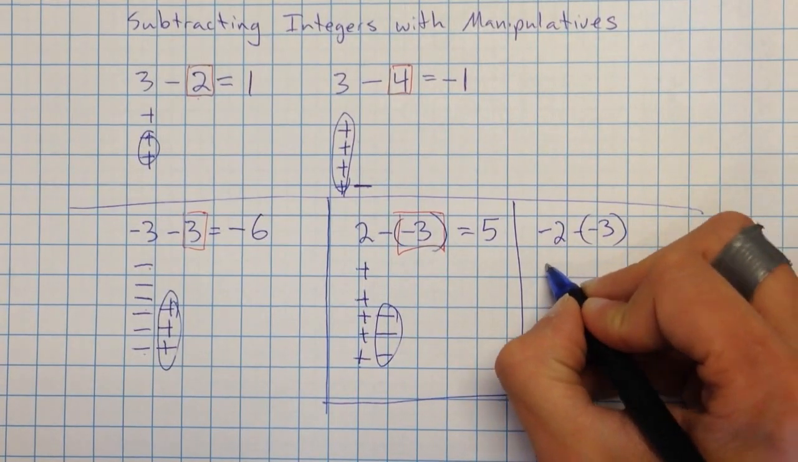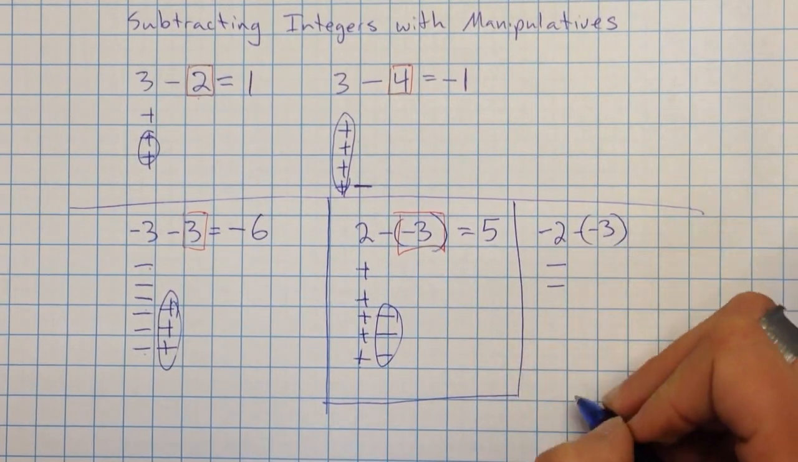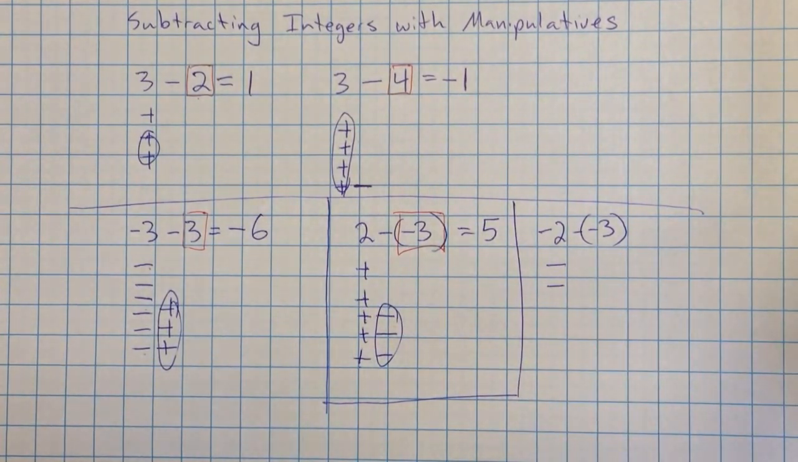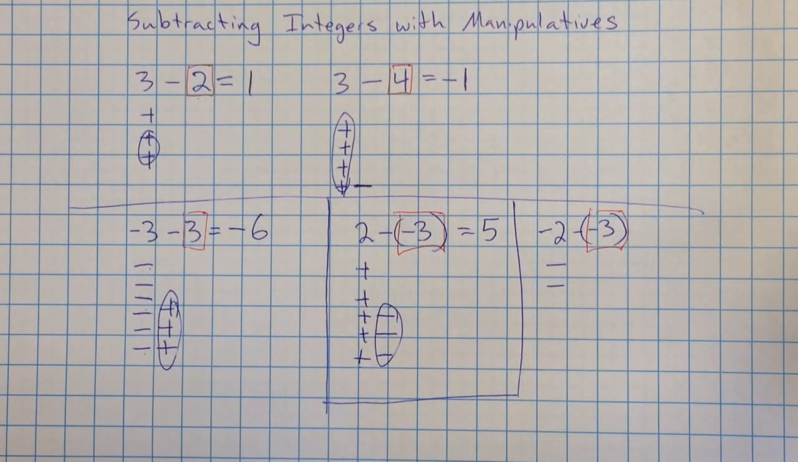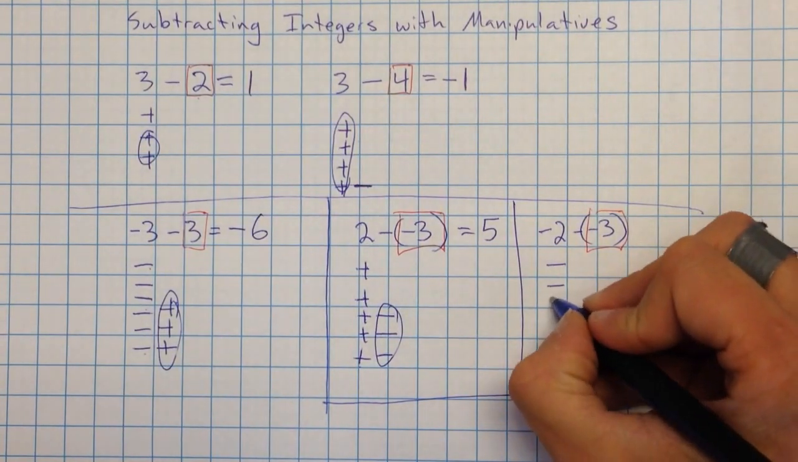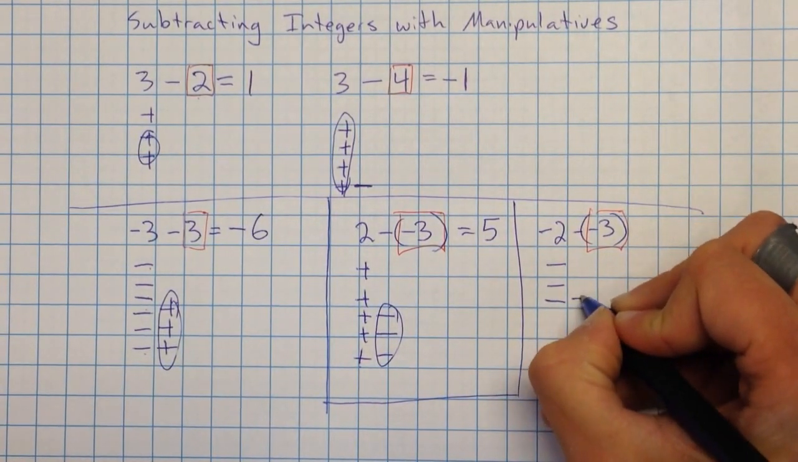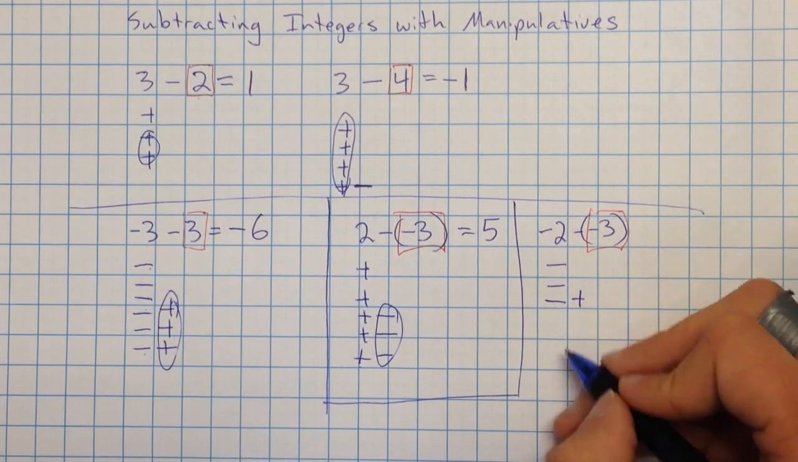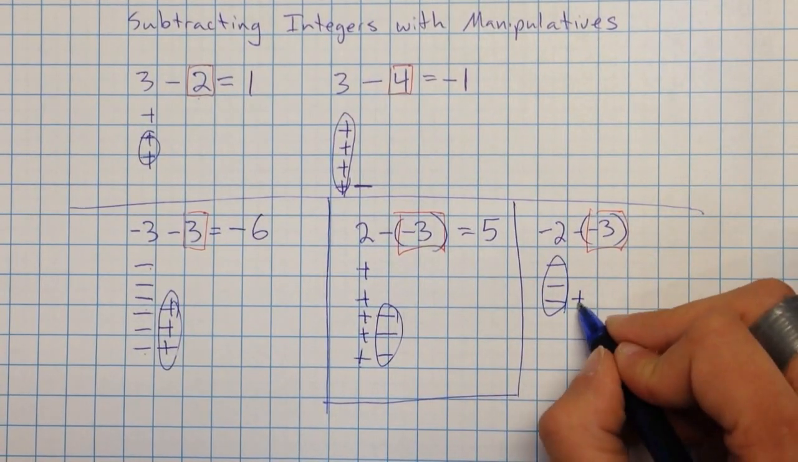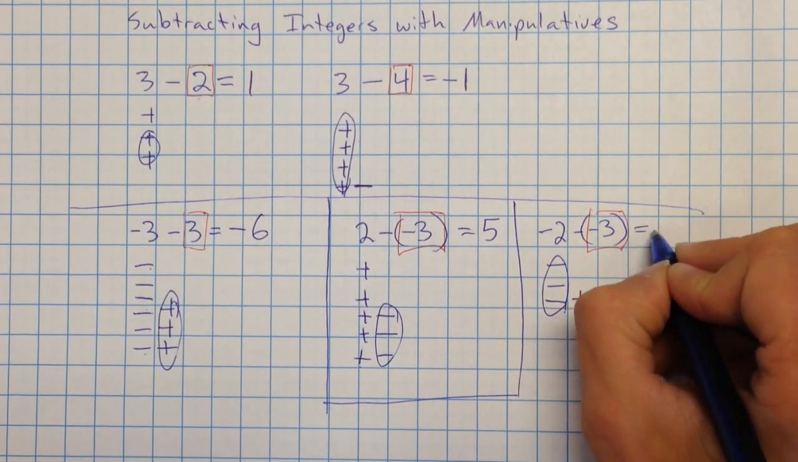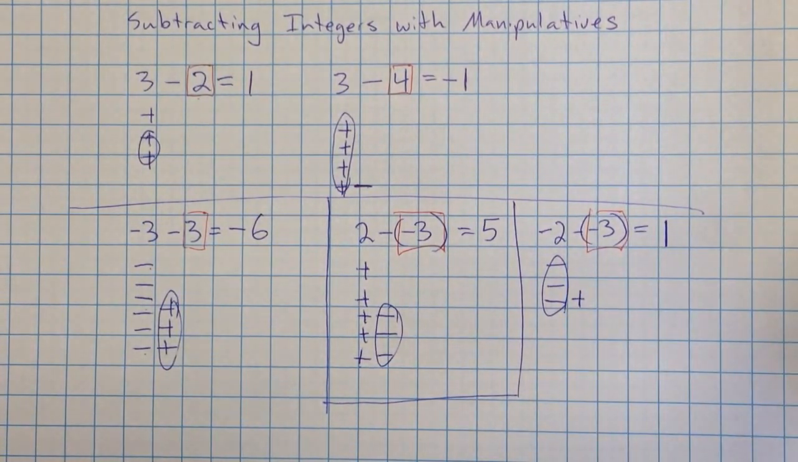I'm going to start with 2 negatives. 1, 2. I have to take away 3 negatives. And I look at this right here. I'm subtracting a negative number. That means I'm going to have to add 1 more pair. Now I have 3 negatives. Circle those to take them away, and my answer is just going to be +1. All right.